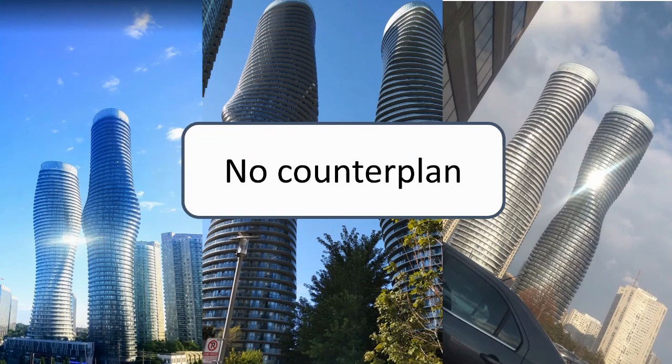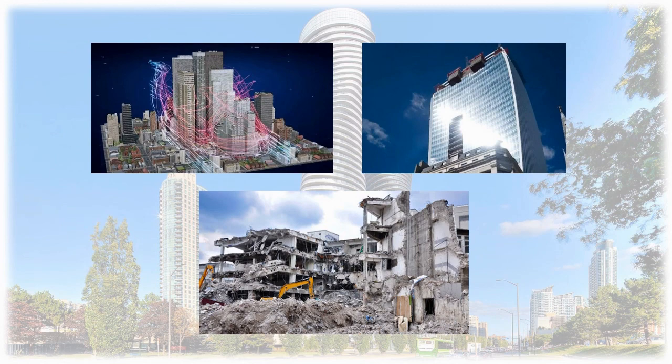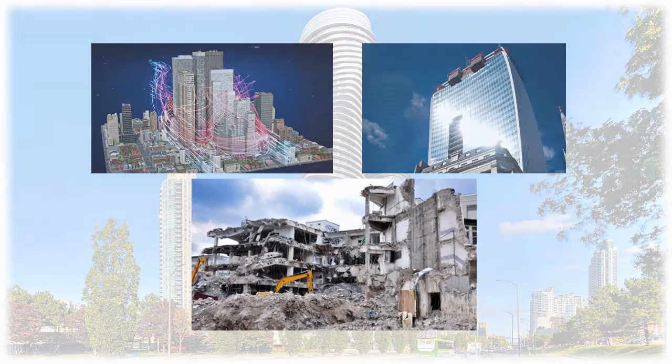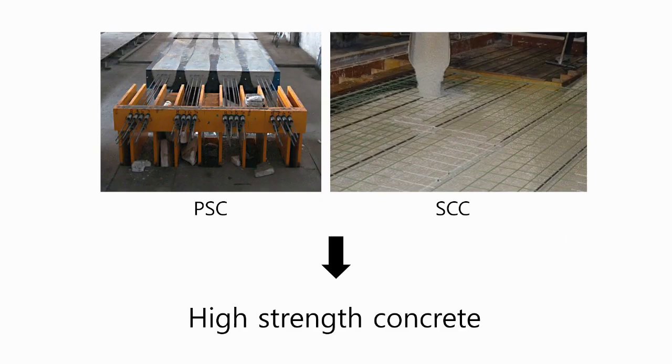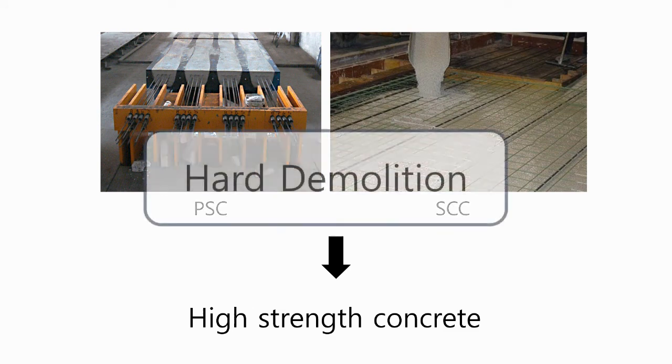The last thing is the building demolition problem. The Absolute Tower uses high-strength concrete such as PSC or SCC for a stable structure. Although it can develop high strength, there was a problem that it was very difficult to demolish the building later.